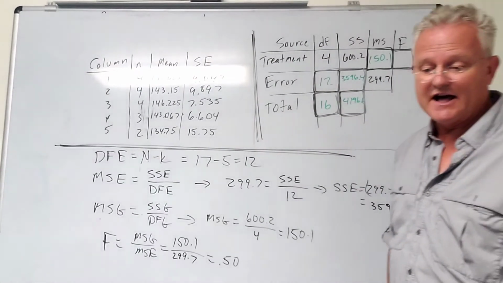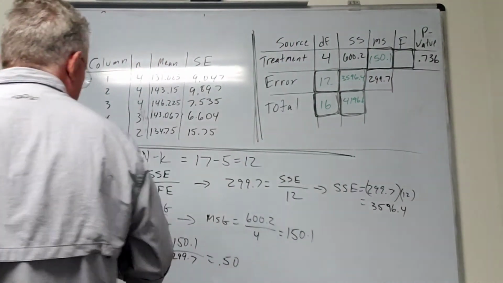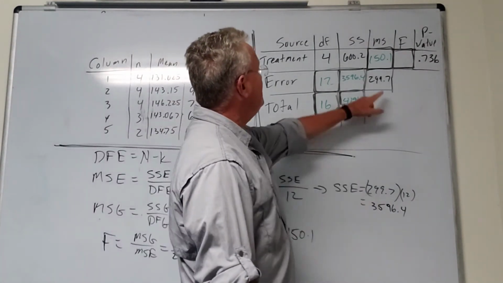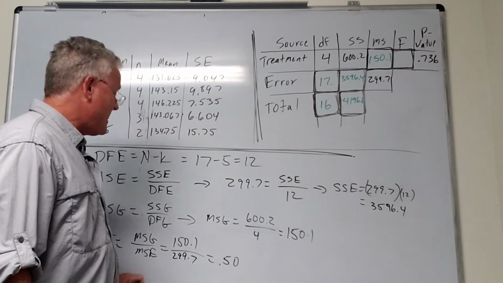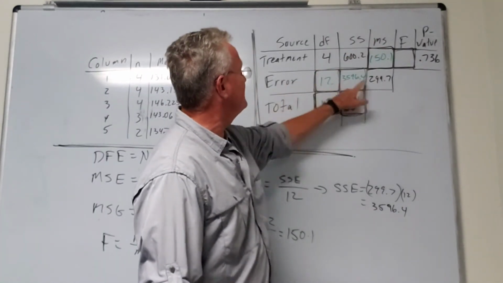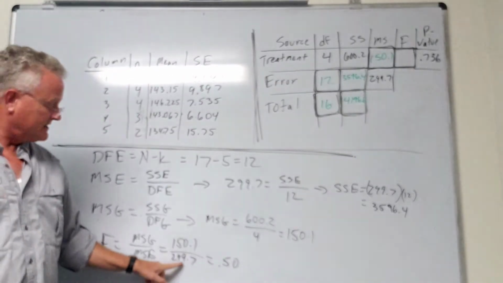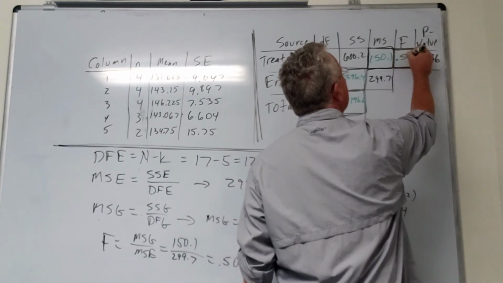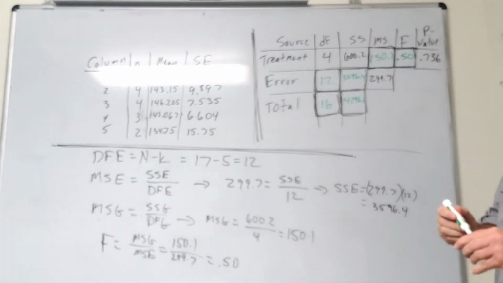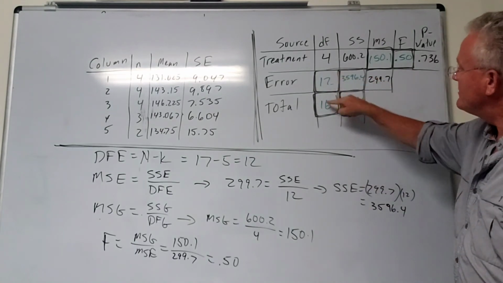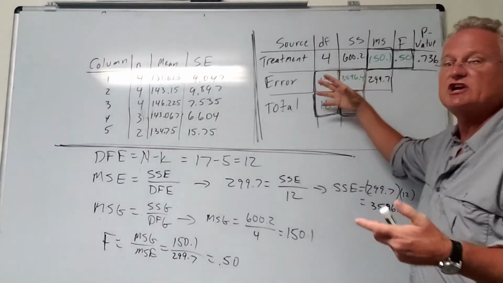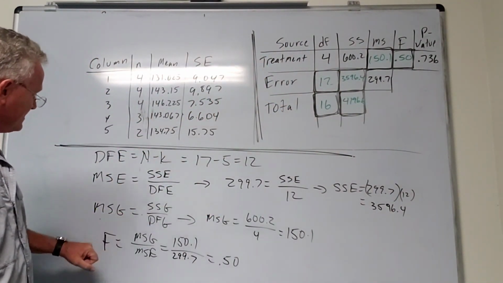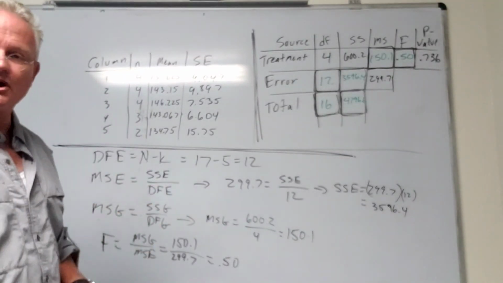And last, what is the value that gets put in for our F statistic? Well, the formula for F is MSG over MSE. MSG is 150.1. MSE is 299.7. Get out your calculator, divide that, you get 0.50. So F is 0.50. So that's the idea of figuring out how to enter the values in the shaded areas or the blank boxes using these MSE, MSG, DFE, and using all those formulas.